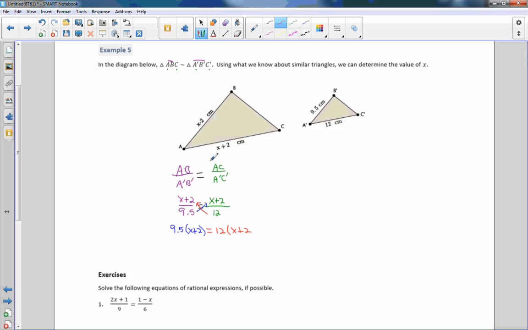And I just notice I have an error. A prime C prime, or AC is x plus 2, AB is x minus 2, so I need to change this. Okay, so that's wrong. So x minus 2 is AB. Okay, so that should be 12 times x minus 2.